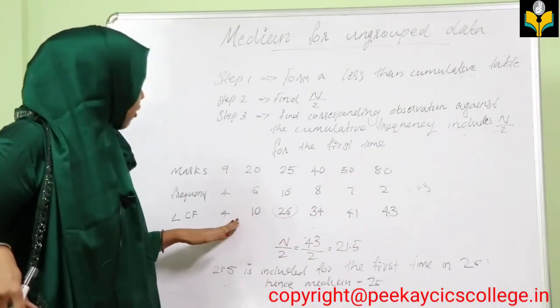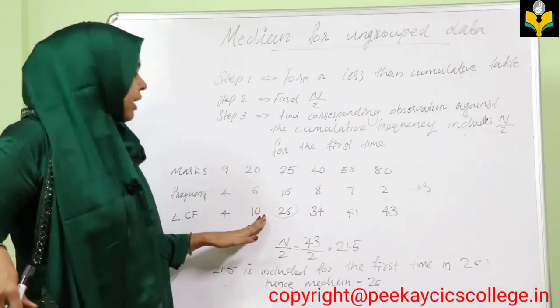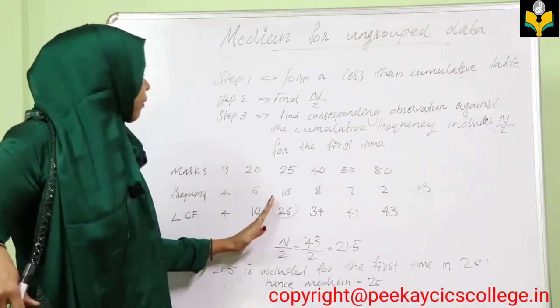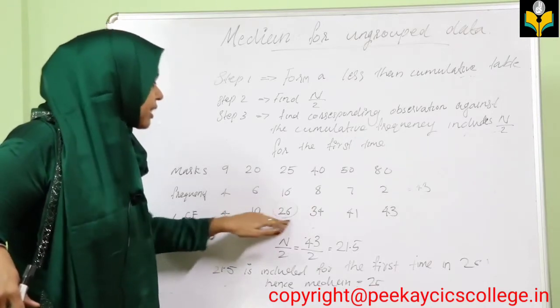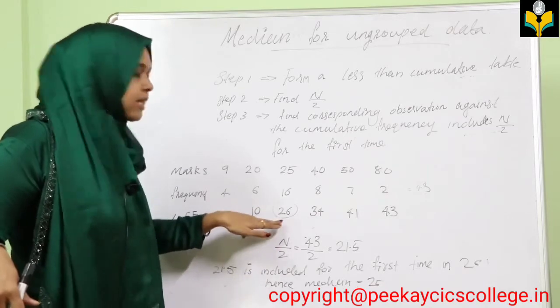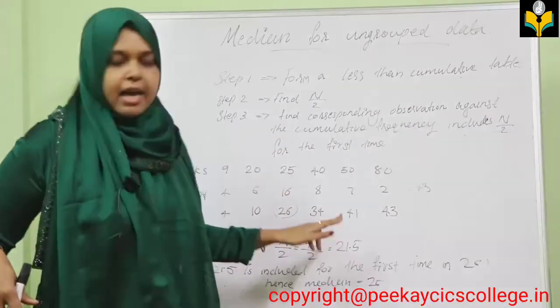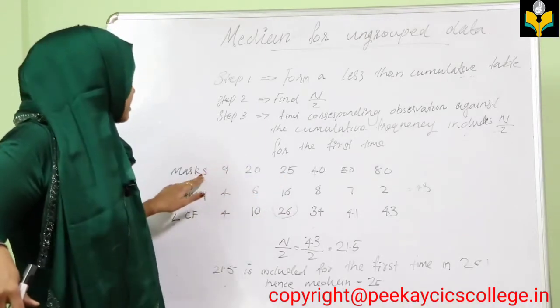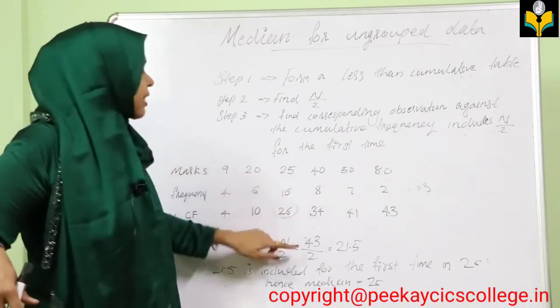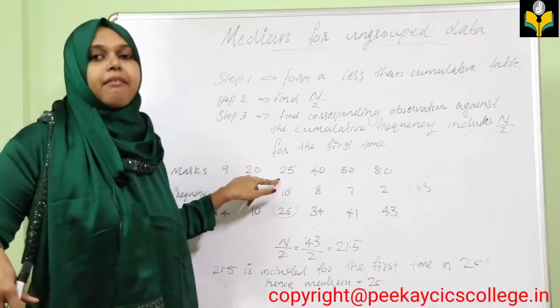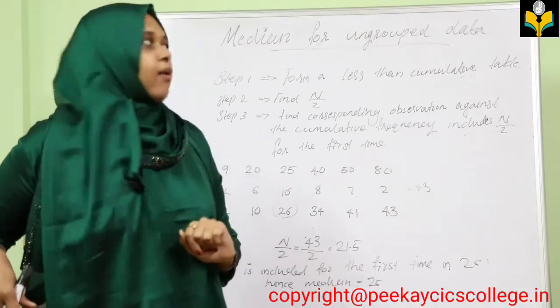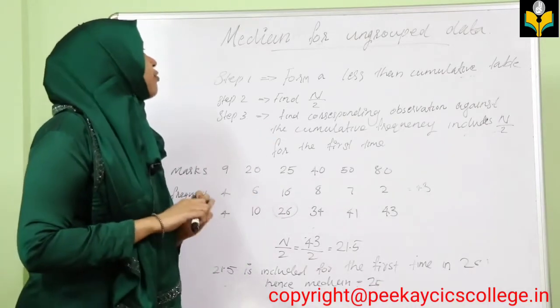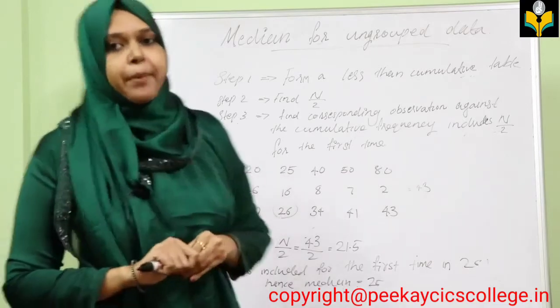We know that in 4 there is no 21.5, here also there is no 21.5, but in 26 this n by 2 is included for the first time. So the corresponding x, the mark, is our median. Clear? Now let's see how to find the median for grouped data.